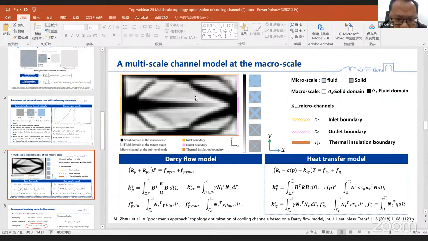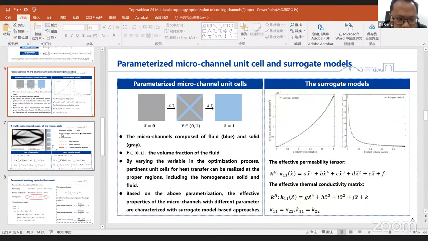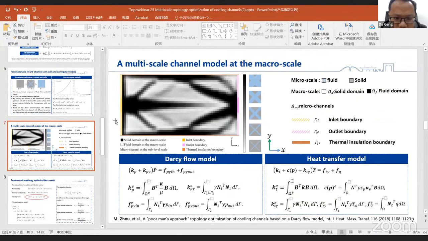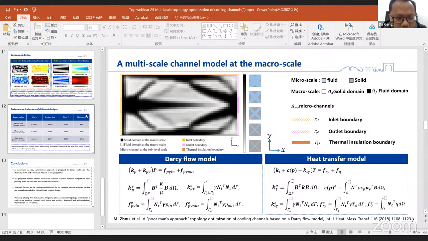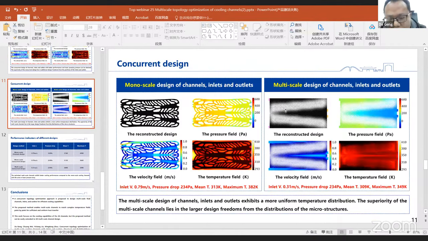In this picture, every gray element represents a micro channel unit cell like this one. So after optimization, we got a design consisting of a lot of gray elements, and we reconstruct the flow field design like this.